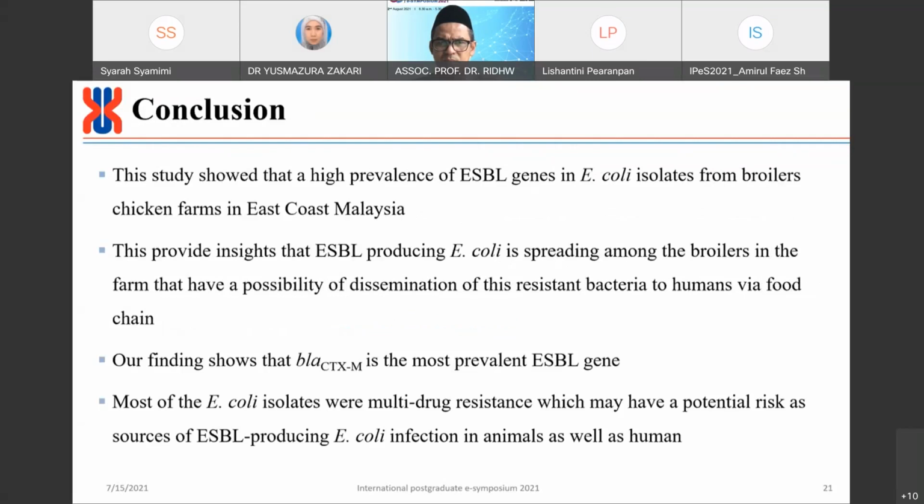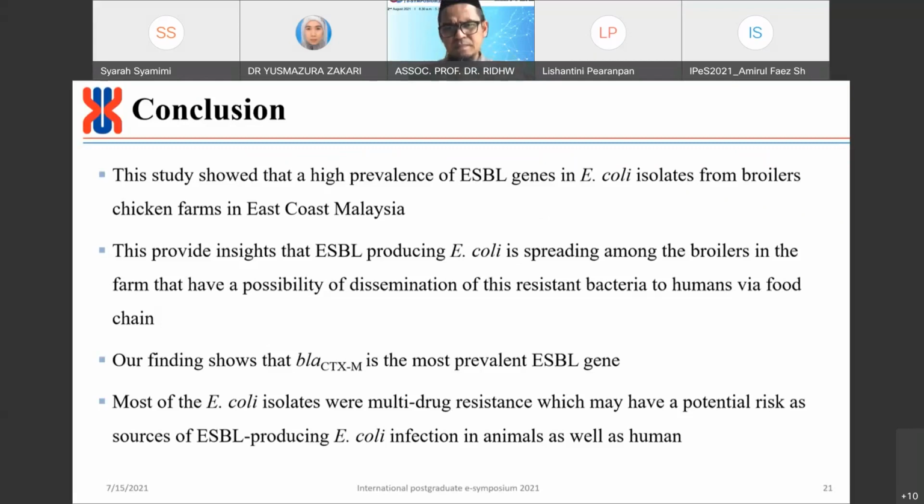Conclusion. This study showed a high prevalence of ESBL genes in E. coli isolated from broiler chicken farms in East Coast Malaysia. This provides insight that ESBL producing E. coli is spreading among the broilers in the farm, with a possibility of dissemination of this resistant bacteria to humans via the food chain. Our finding shows that BLA-CTX-M is the most prevalent ESBL producing gene.